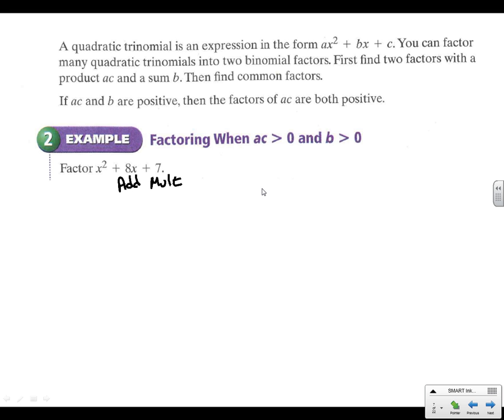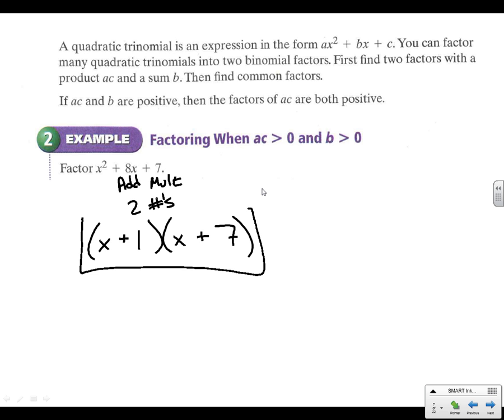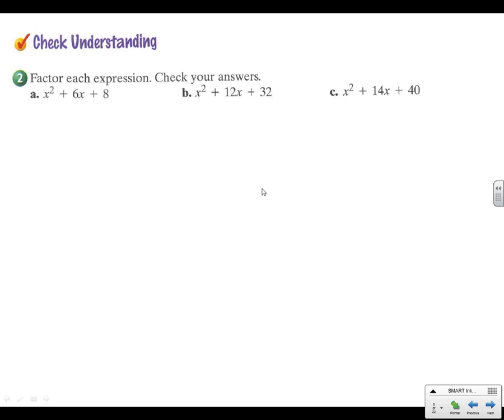Here we're multiplying to positive 7, we're adding to positive 8. Find two numbers that multiply to 7 and add to 8. Well, there's really only one way to multiply to 7 with two numbers. That's 1 and 7. And so we've got x and x, because x times x is x squared. And we want positive 1 and positive 7. So it would factor as x plus 1 and x plus 7. See if you remember how to do this yourself. 2a, b, and c. Give it a shot.